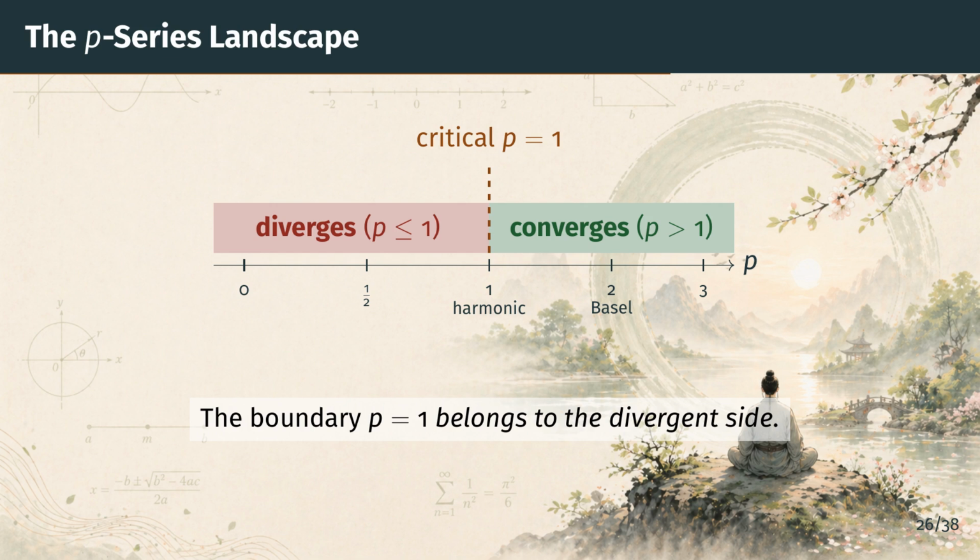Here is the landscape of the p-series at a glance. The horizontal axis is the exponent p. On the left, in red, is the region where the series diverges, namely p at most 1. On the right, in green, is the region where the series converges, namely p strictly greater than 1. The orange dashed line at p equals 1 is the critical boundary, and crucially, the boundary itself belongs to the divergent side. The harmonic series, sitting right at p equals 1, just barely fails to converge. The Basel series at p equals 2 is safely inside the convergent region.